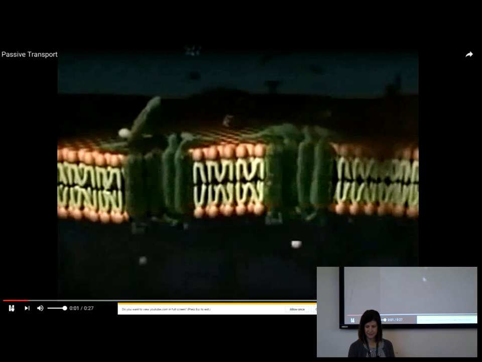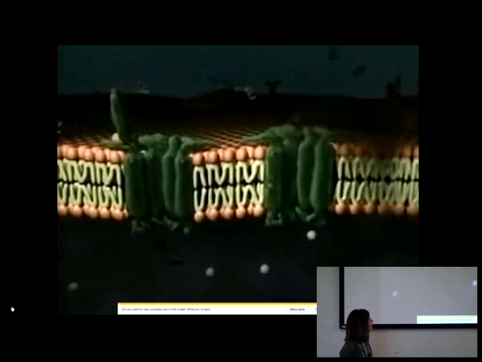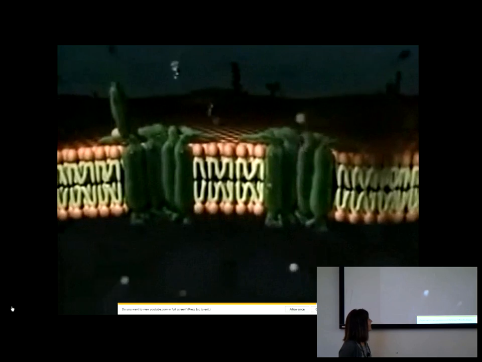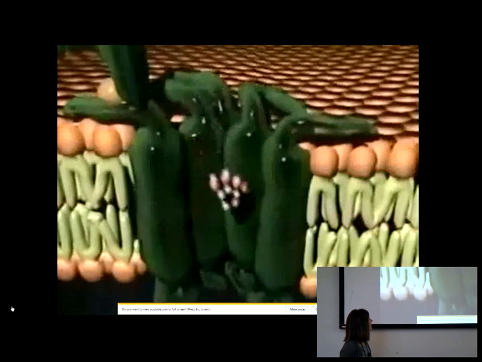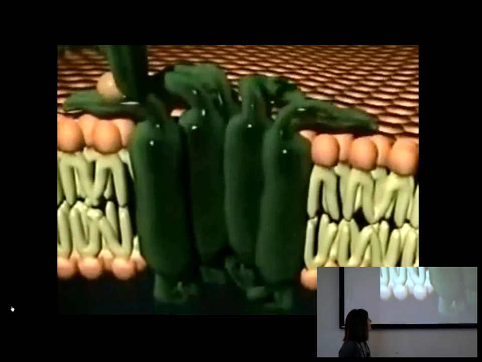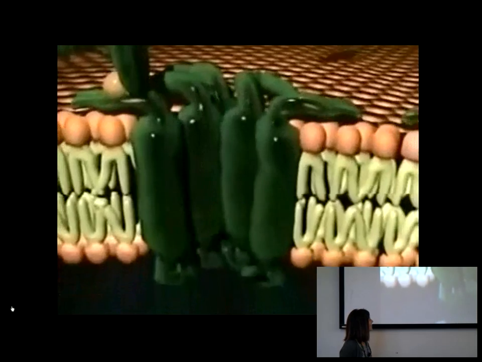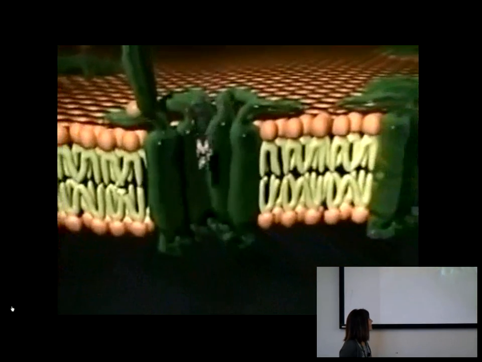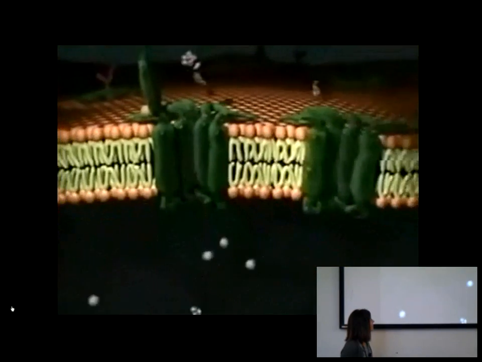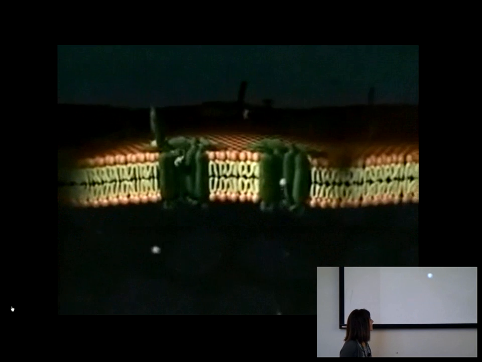Some proteins in a cell's membrane act as channels for specific ions or molecules. These channel proteins don't use energy at all. They simply allow the materials to naturally diffuse from the side with more solutes to the side with less. Whether the direction is out or in depends on where the concentration is higher for each different solute.